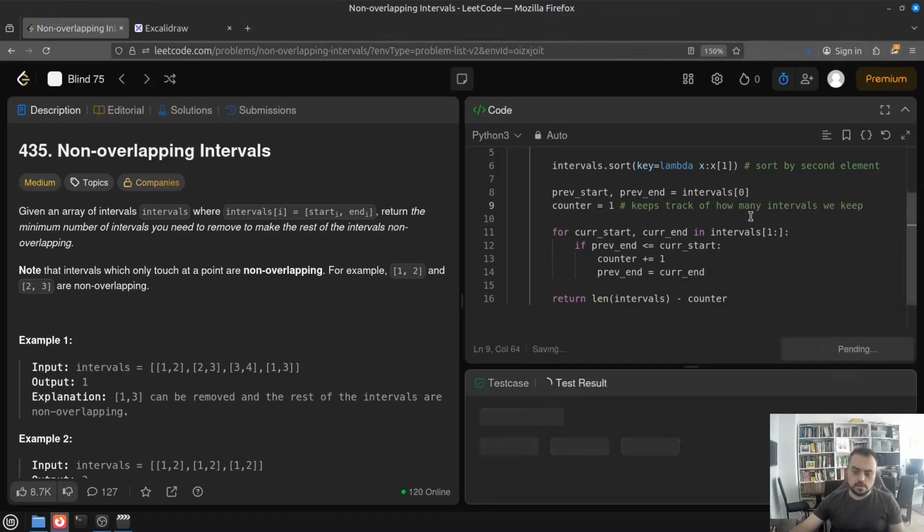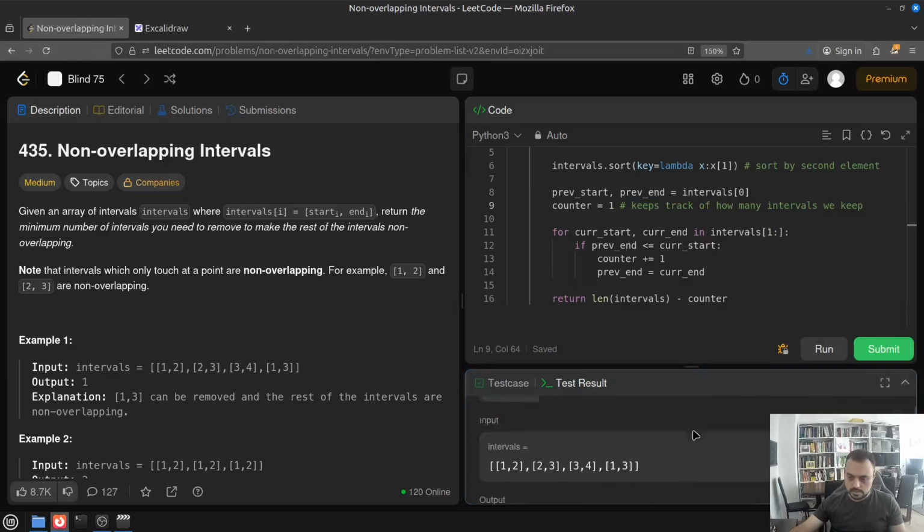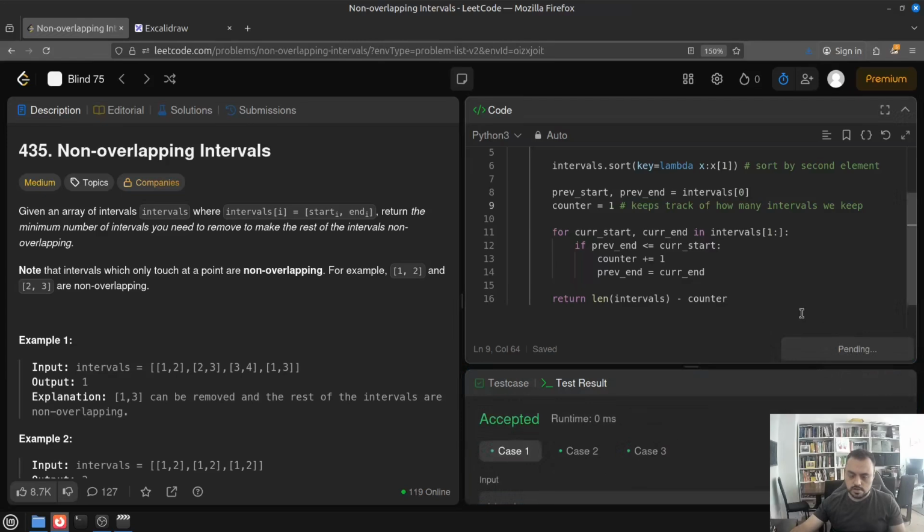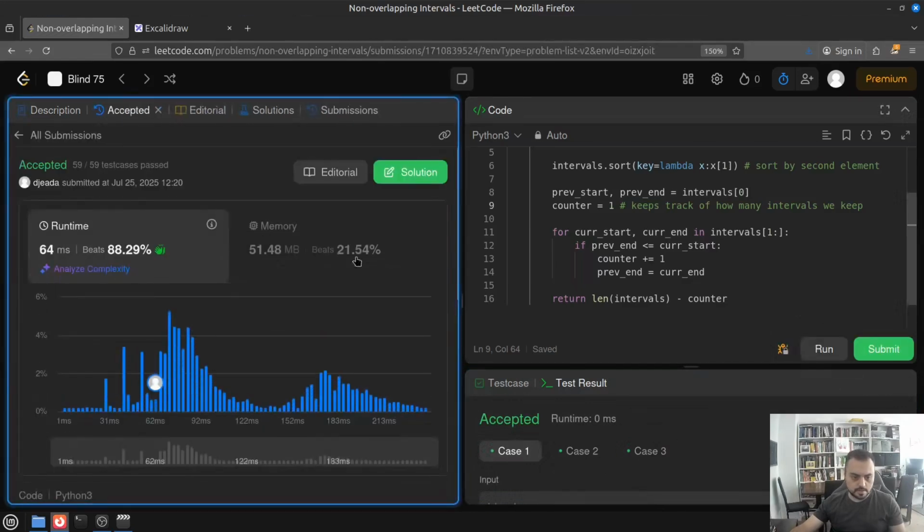Let's now check if there are no errors or any mistakes. And here, for the first 3 cases, it works. Now let's try to submit for all the cases, and we are faster than 88% of other competitors.